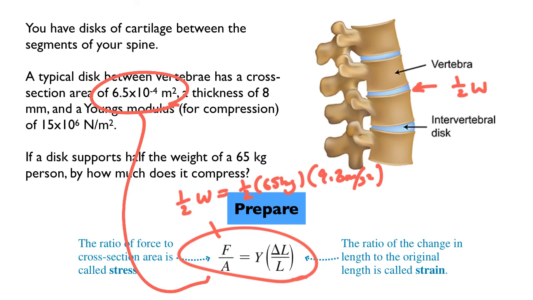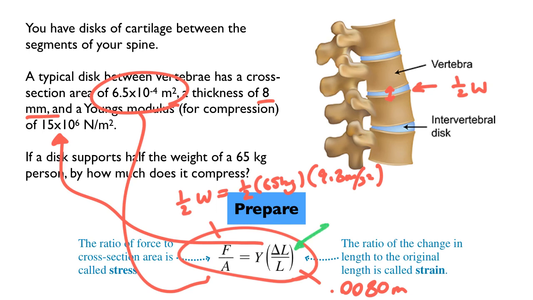L is the thickness of the disc. It's basically the length. What is the length, or in this case, the thickness? Oh, and we're given the thickness. The thickness is 8 millimeters, which we're going to turn into 0.0080 meters. Young's modulus is this value right here in the equation, and we're given that. We're told the Young's modulus is 15 times 10 to the 6 newtons per square meter. The only thing we don't know in this expression is in fact delta L. That is how much the disc compresses by when you apply that force to it. And so we have everything in the equation except for that one.